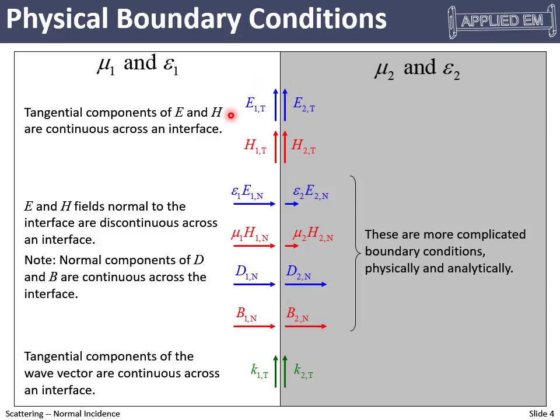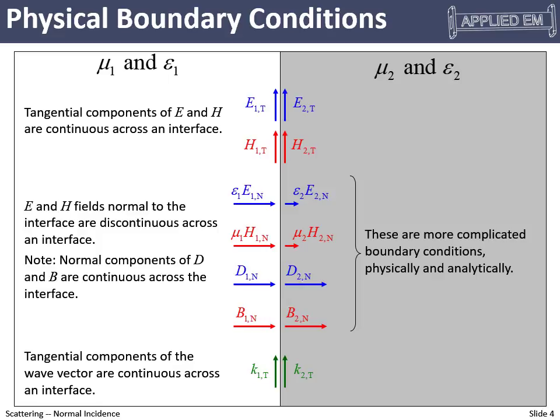The tangential components of E and H were continuous across the interface. We also found that the normal components of D and B were continuous across the interface. The normal components of E and H were a little bit different. The normal components of E and H were not continuous across the interface, but we found that the product of the permittivity and the normal component of E is. And the product of the permeability and the normal component of H was continuous across the interface.